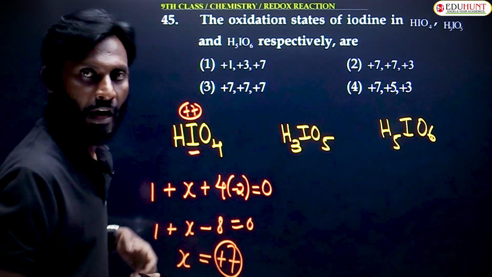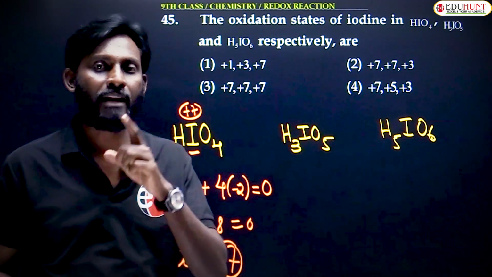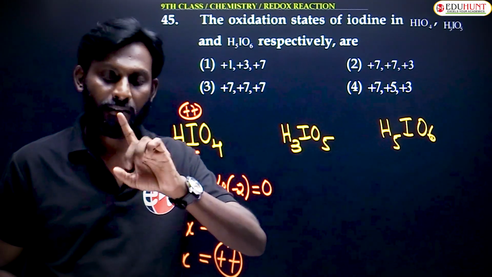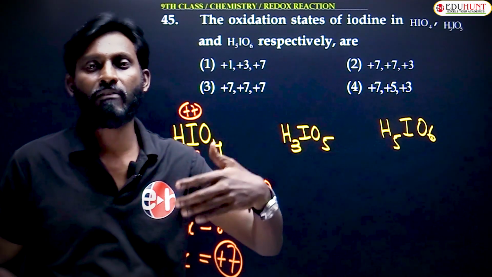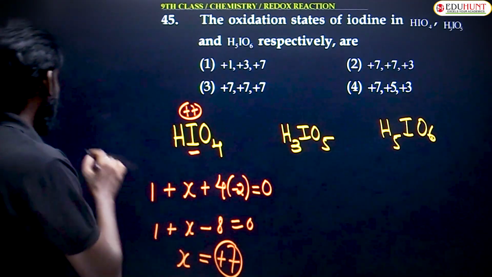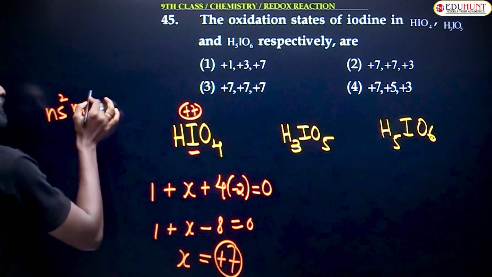Okay? Periodic acid. The point is, iodine is a halogen, and for all halogens the valence shell contains 7 electrons, ns2 np5, right?